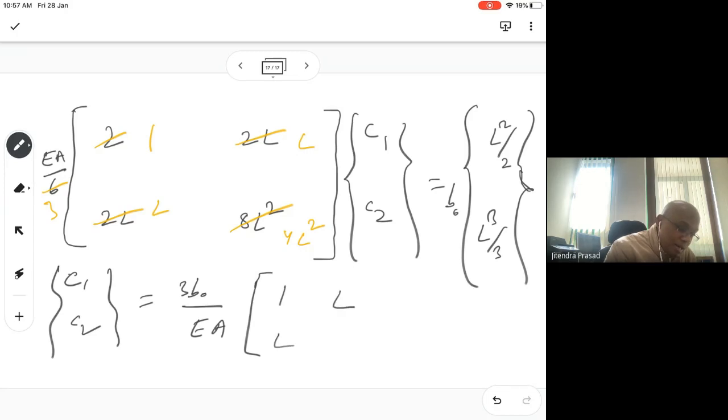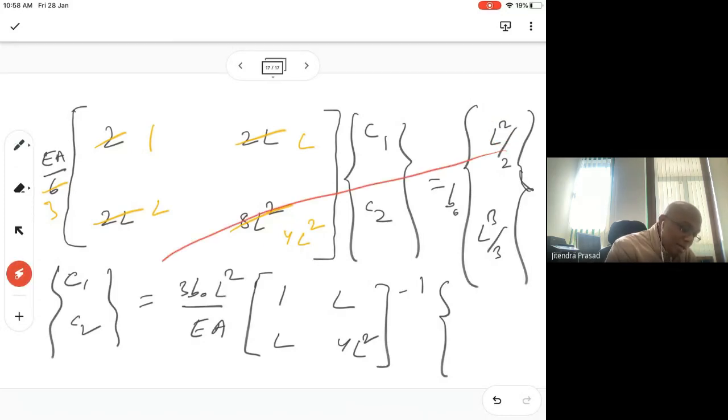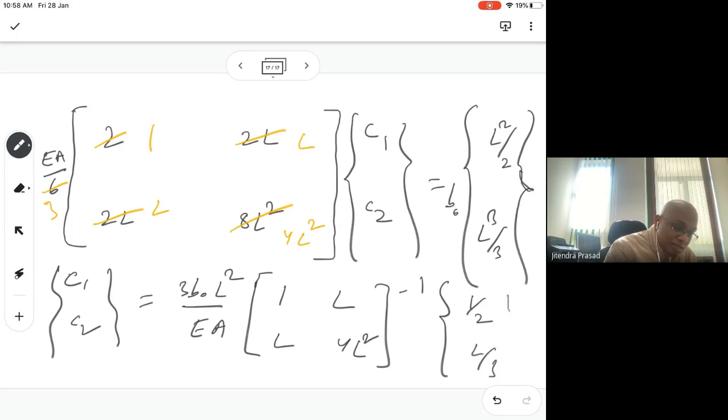And then we have the matrix 1, L, L, 4L square, inverse of that. And then we have L square over 2, L cube over 3. So we can even have L square, which is common here. We put it from here, L square. And then we have here 1 over 2 and L over 3.